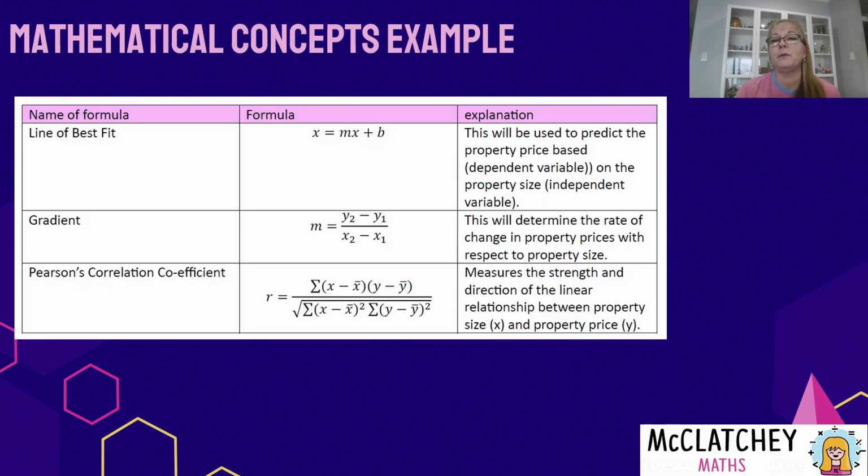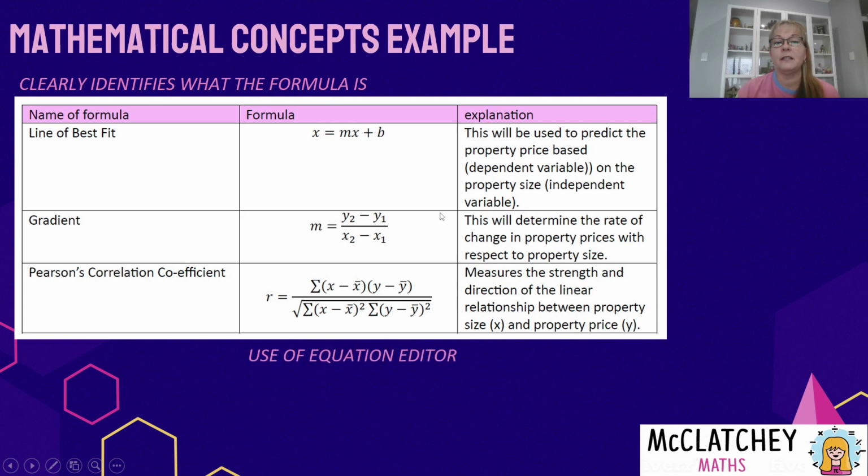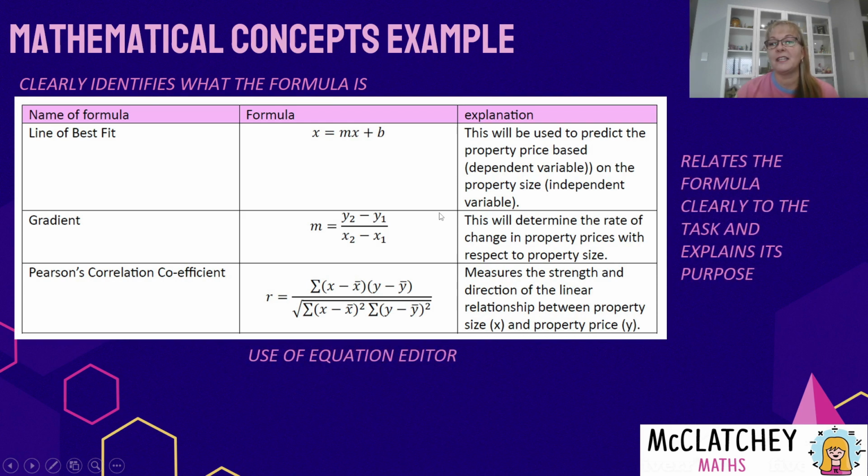So here's some examples from different students' work. This is from a Year 12's assignment. They've set this up as a table. They've got the name of the formula, what the formula is, notice they've used equation editor, and a brief explanation of why they are using that formula. So this is one way you could present your mathematical concepts. It's very clearly identified, and as I mentioned, they've used equation editor and they've related it to the task. So once again, this does tick that box for mathematical translation of important aspects of the task.